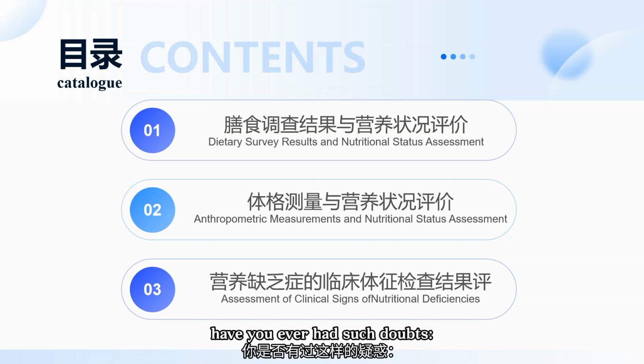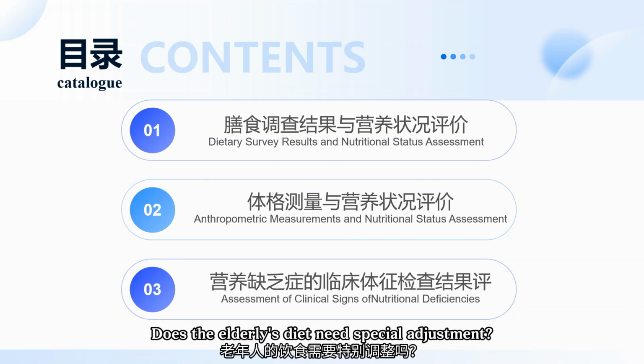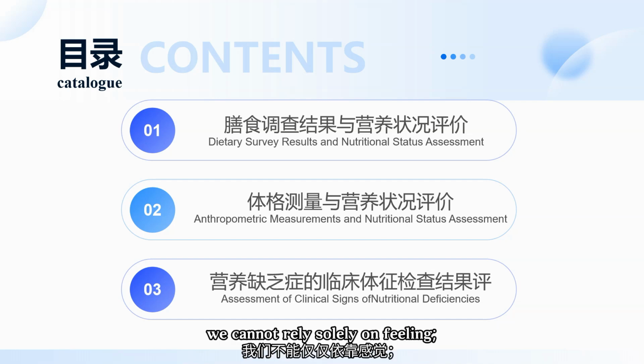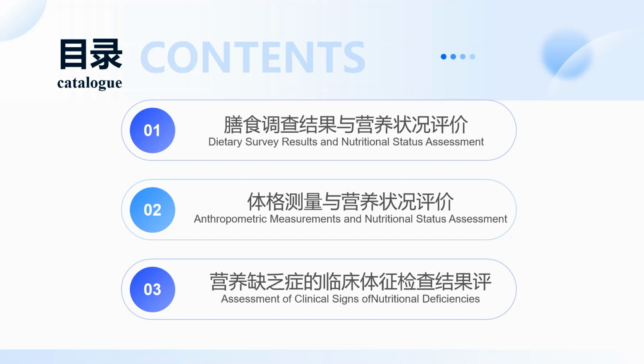But have you ever had such doubts? Is our family's diet truly healthy? Is the child's nutrition adequate? Does the elderly's diet need special adjustment? To answer these questions, we cannot rely solely on feeling. We need a scientific method.